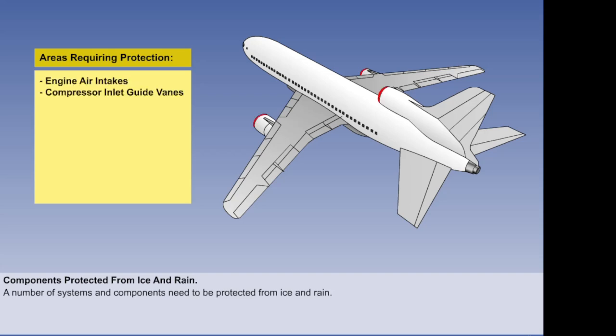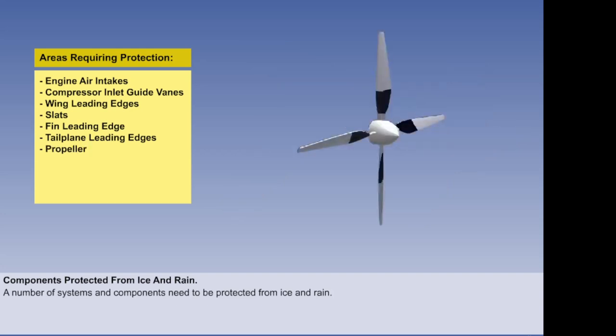The engine air intakes and compressor inlet guide vanes need to be protected, as do the wing leading edges, along with slats if they are fitted. On some, but not all aircraft types, the fin and tailplane leading edges are also protected. Propellers can suffer from icing and need protection.